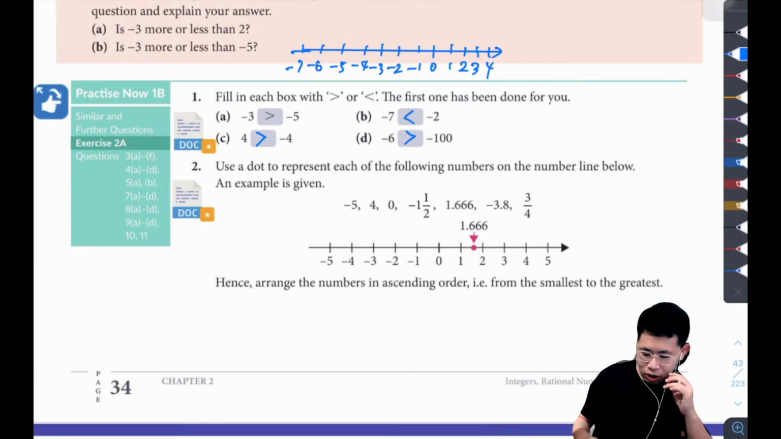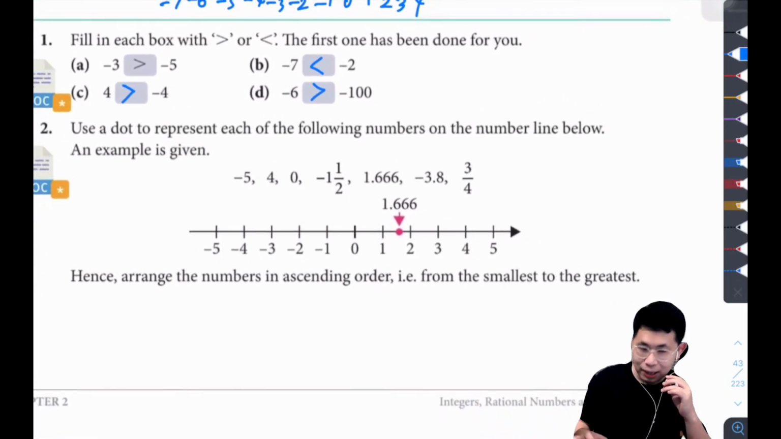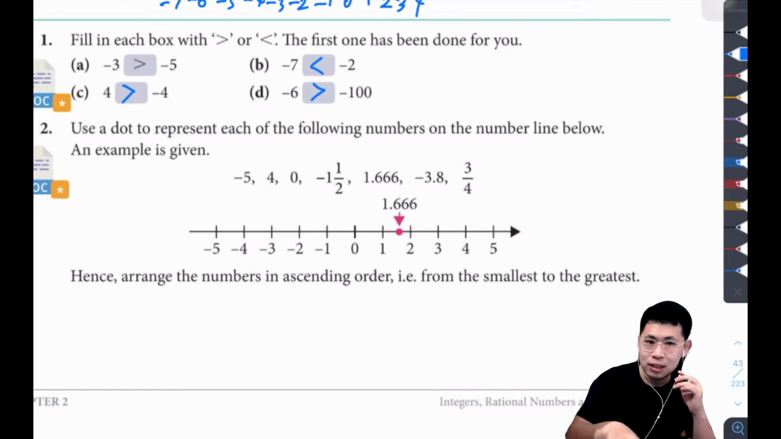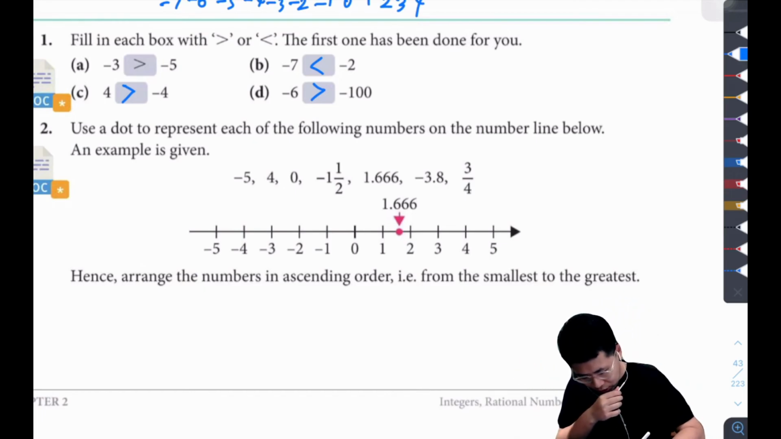Number 2. Use a dot to represent each of the following numbers on the number line. So normally we use a dot or we can use a cross. It depends on the question, so read the question properly, either dot or cross. Okay, so let us find where these numbers are. Let's start off with negative 5. Where is negative 5 on the number line? Left or right? So you see that negative 5? It's actually over here. So I'm going to put a dot, draw an arrow, negative 5.